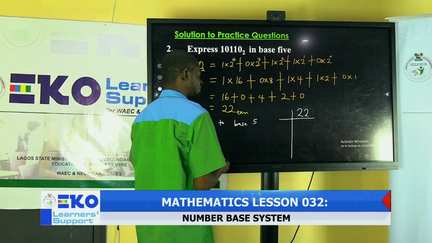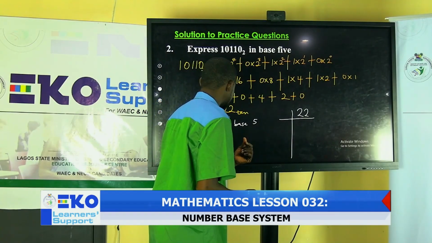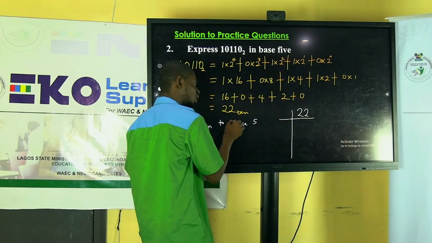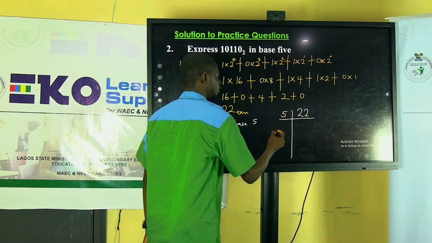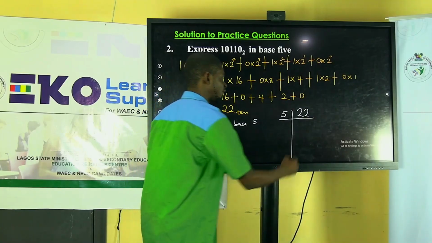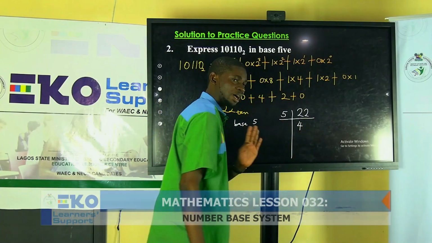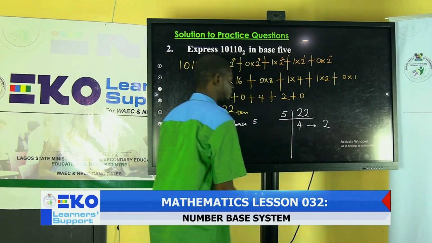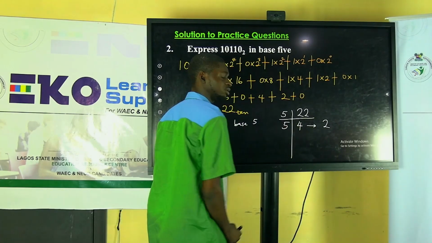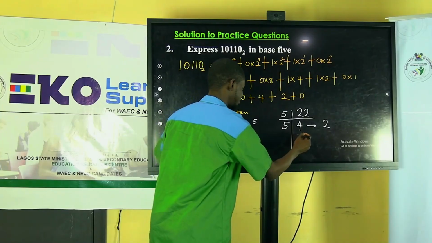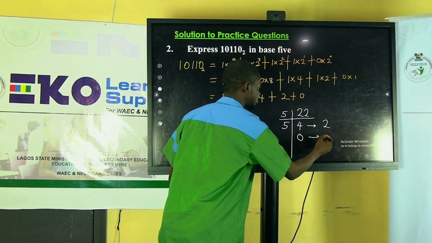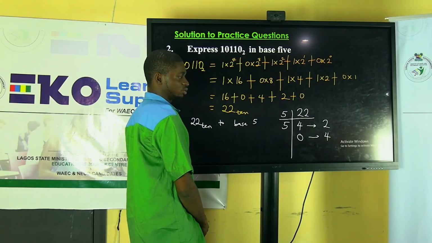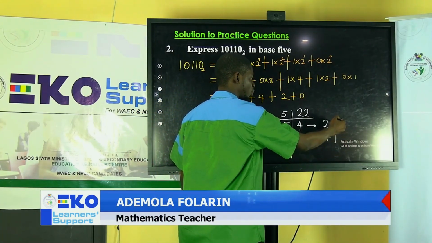22 is in base 10, so you are moving from base 10 to base 5. You put the number in base 10 here, and the base you are going to, you put it here. 5 goes into 22 4 times, remainder 2. Keep your remainder here. 5 goes into 4, it will not go: 0, remainder 4. It returns your 4 to you. Is there anything to solve again? No. So you pick your reading from here, upward.